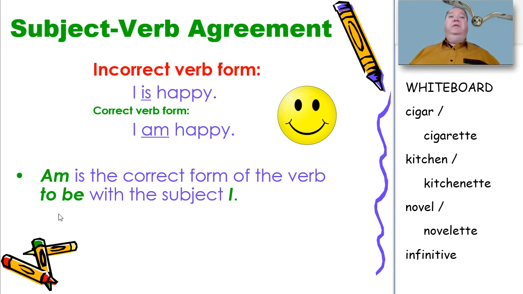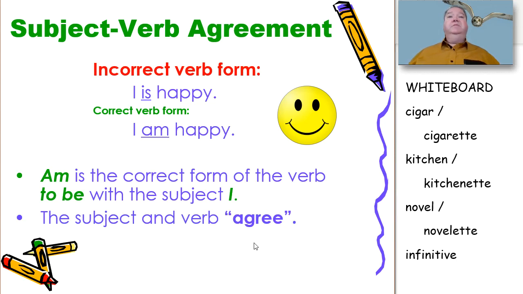So the verb to be, to exist, with the subject I, we use I am. The subject and verb agree. It's the correct form of the verb.